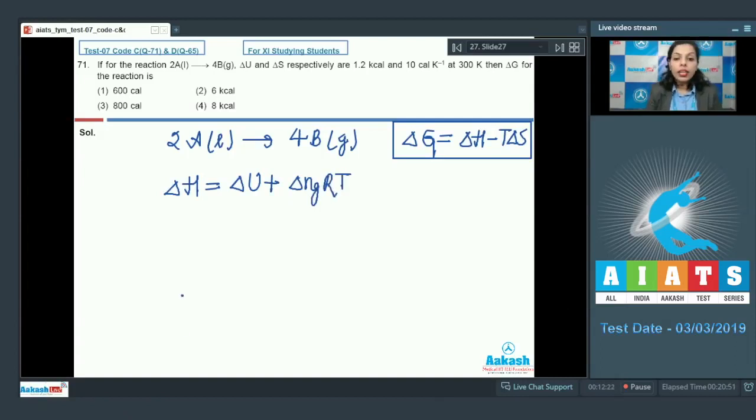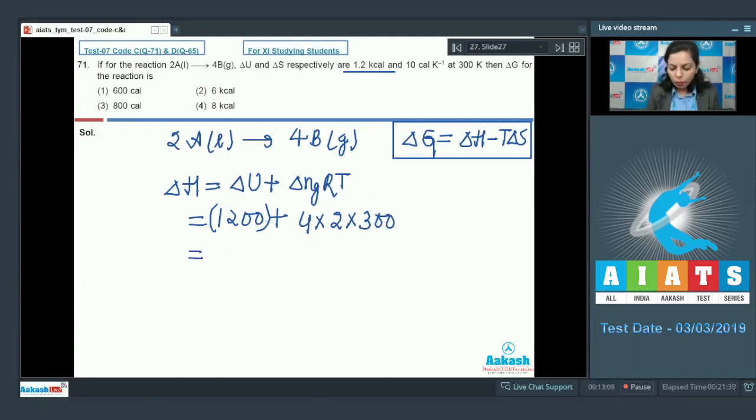This is the relation, and the delta U value is given, that is 1.2 kilocalorie. We'll change it into calories because the value of delta S is also given in calories. That's why I'm changing it. This is 1.2 kilocalorie, it becomes 1200 calorie plus delta Ng, the number of gaseous moles which are changing here, n2 minus n1. 4 are the gaseous moles of product, and the reactant is in liquid state, that's why it is 0. So delta Ng is 4. The R value in calories is 1.98, or simply 2 calorie per Kelvin that I have taken. Multiply temperature to it. What is the temperature? That's 300 Kelvin.